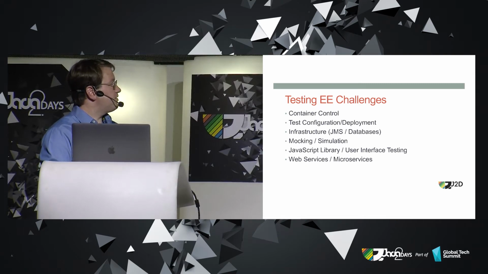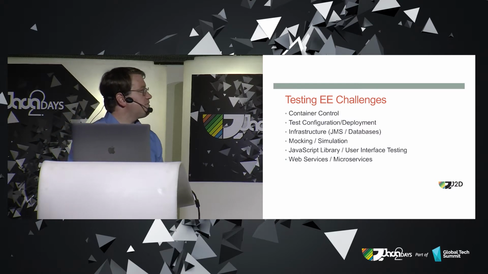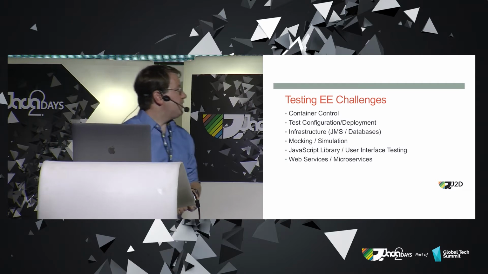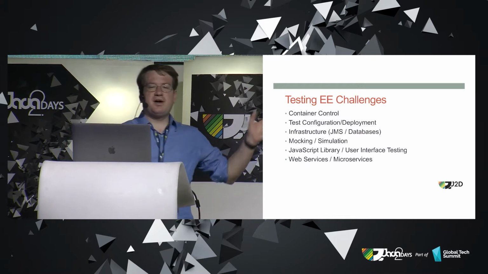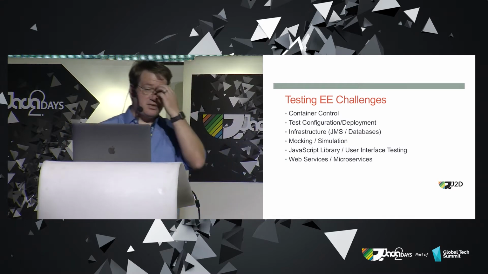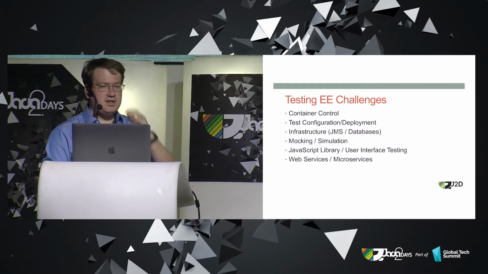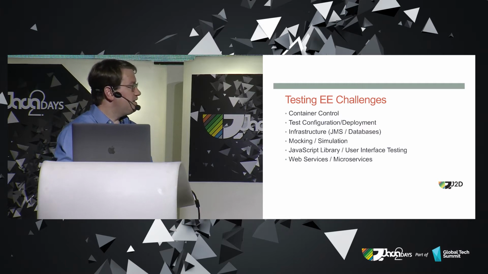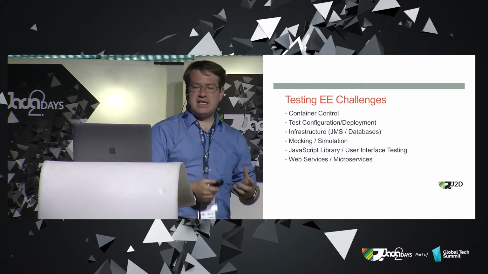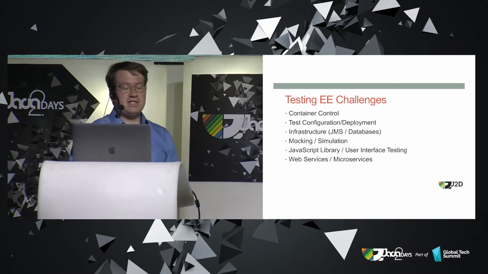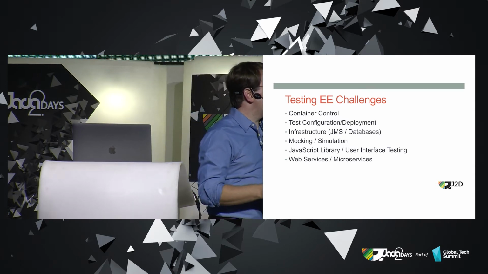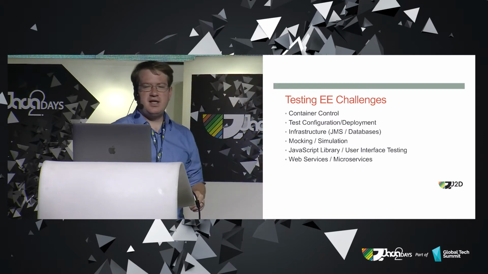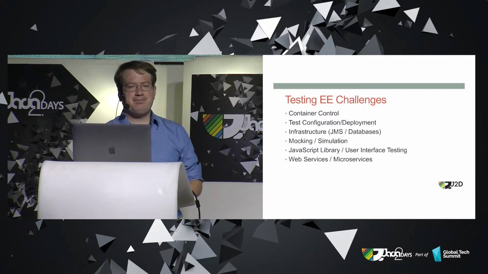Tied into that, it was challenging to test infrastructure. You'd have to have complex environments set up for testing JMS and databases. It was practically impossible to do mocking and simulation. And even at that time, JavaScript testing and user interface testing was primarily the domain of the QA group. So you could not easily create an environment, script it, and test it. That also includes web services, trying to test and verify web services. Throughout this presentation today, I'm going to show you how easy, and how trivially, all of this can be done.